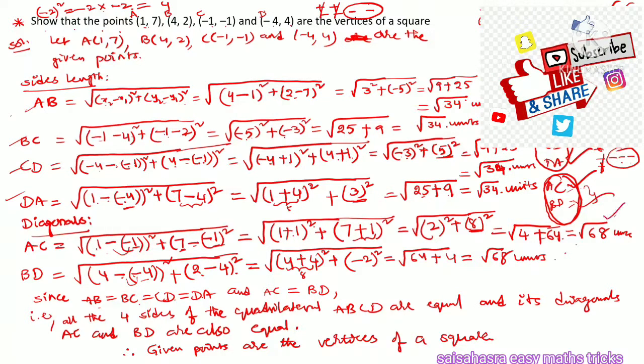You can observe root 68 is equal to root 68, and root 34, root 34, root 34, root 34. All the four sides are equal and these two diagonals are equal. Therefore, the given points are the vertices of a square only. This quadrilateral forms a square. So that's why those four given points are the vertices of a square.